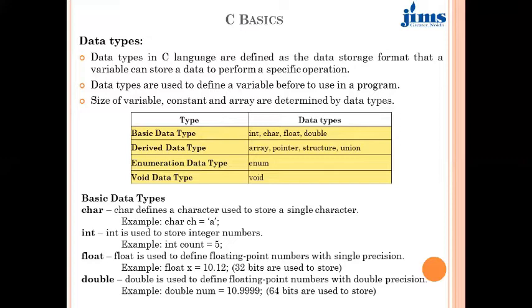Float will save up to 4 or 6 decimal places. Similarly, double: if you want to save a larger value, you need to use the data type called double. Double will also save float values, decimal values, and it saves values up to 10 decimal places.